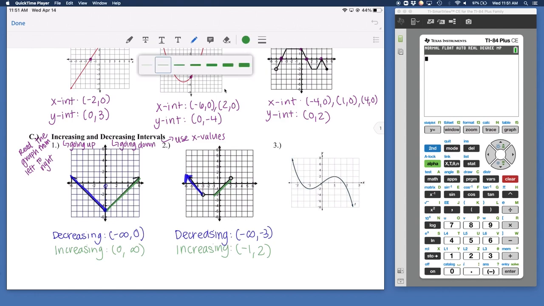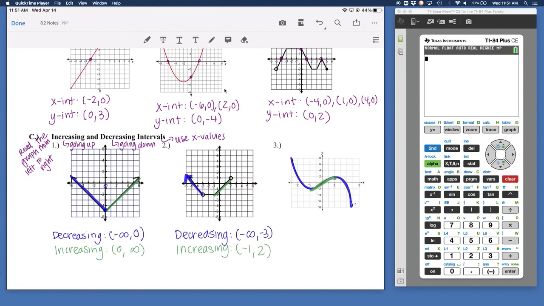Okay, one last one. This one starts again as decreasing. It goes down. And then you'll notice it goes up for a little bit, but then it goes down again here. So you'll notice this one has 2 decreasing intervals and 1 increasing interval.